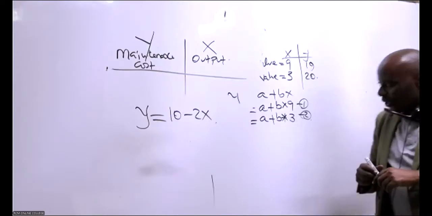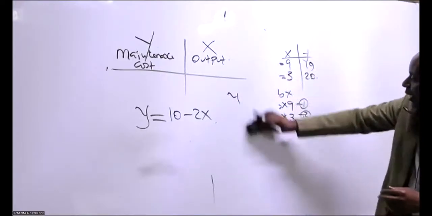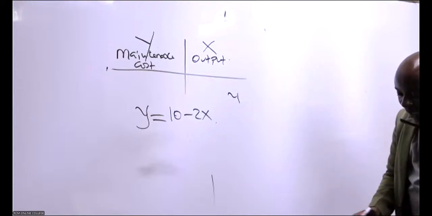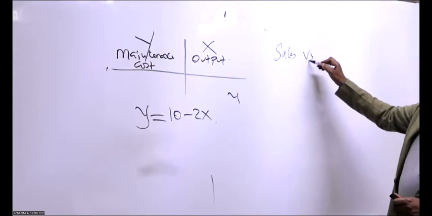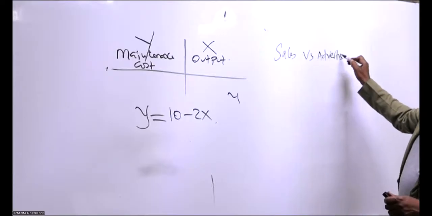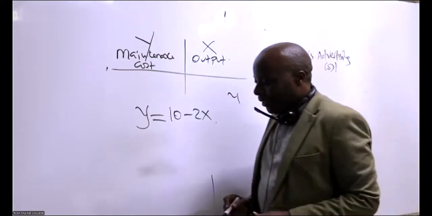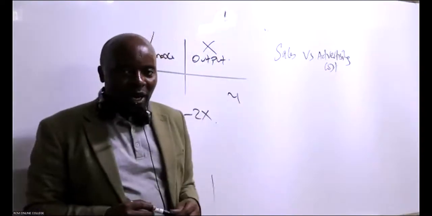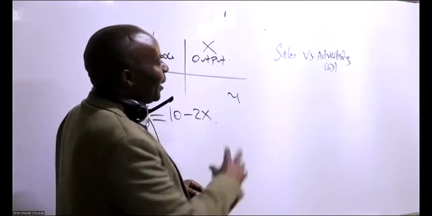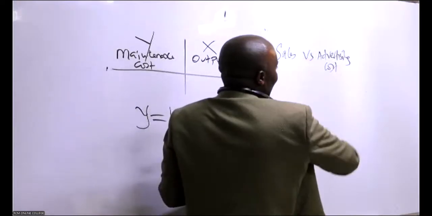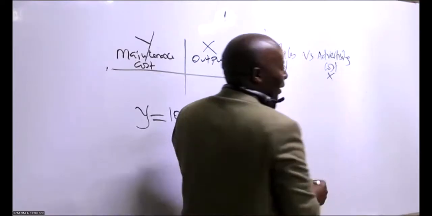Now, let me ask you another question. What if I had two variables like this? This one I don't know whether they'll be able to get it right. We have sales versus advertising cost. Will you tell me that cost always goes to the Y without reasoning? Which one do you think will go to the Y between the two? Which one depends on the other? Sales depends on how much we advertise. So the dependent will always go to the Y. This one goes to X.